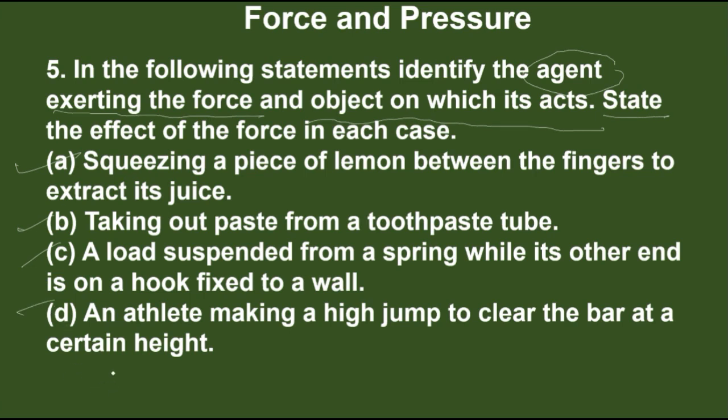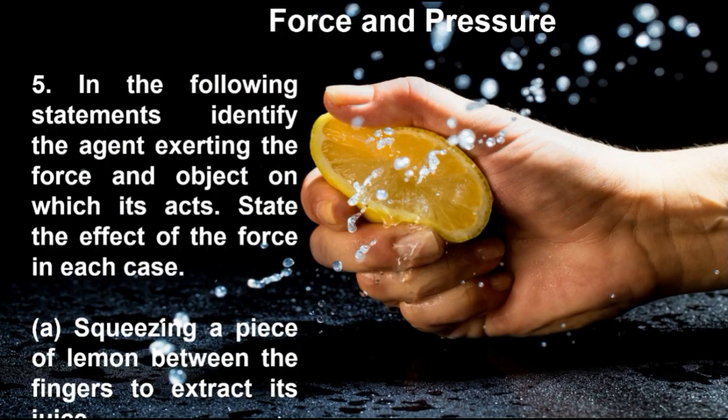Four options, the four situations, are given. The first situation, here we go, squeezing of lemon. And what happens when we squeeze the lemon? The juice comes out. Lemon juice, right? Now who is applying a force? A person? It is better to say fingers. Agent is fingers. Actually, between the fingers we keep the lemon and then squeeze it, right? So what is the agent which has applied the force? Fingers, right?